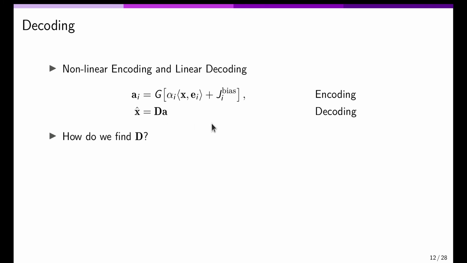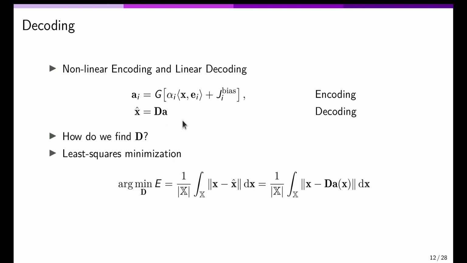All right, but if we're going to go with some linear decoding here, we're going to have to take this activity, the activity of a bunch of neurons, multiply it by some matrix, and we want that to turn into, well, what's our original value? What's the value being represented? How do we find this decoder?